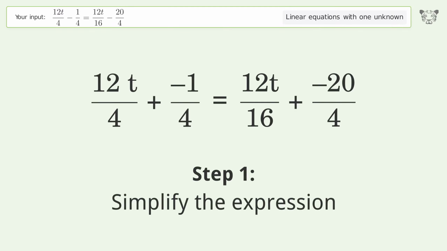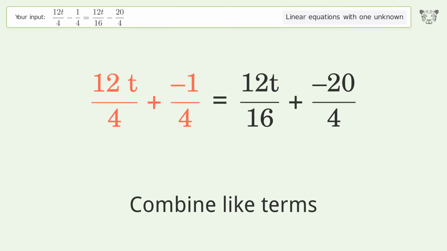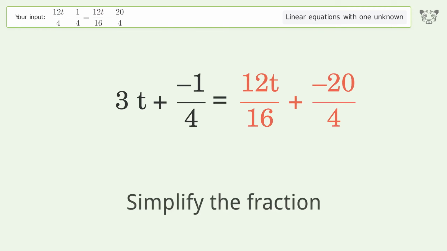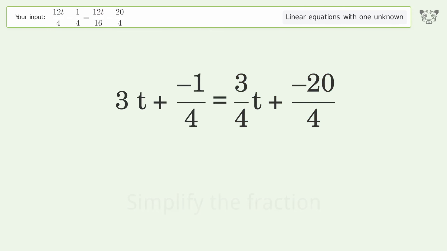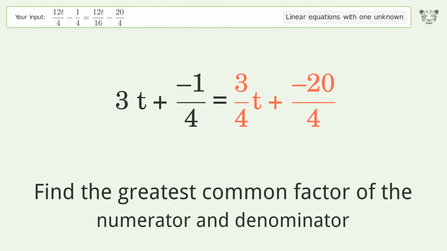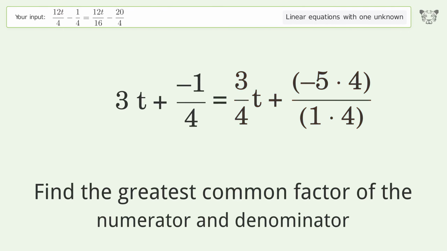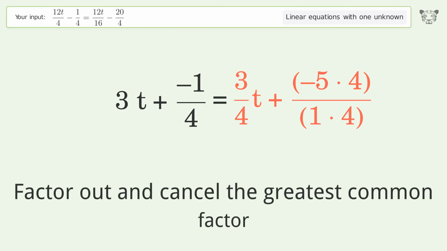Simplify the expression. Combine like terms. Simplify the fraction. Find the greatest common factor of the numerator and denominator. Factor out and cancel the greatest common factor.